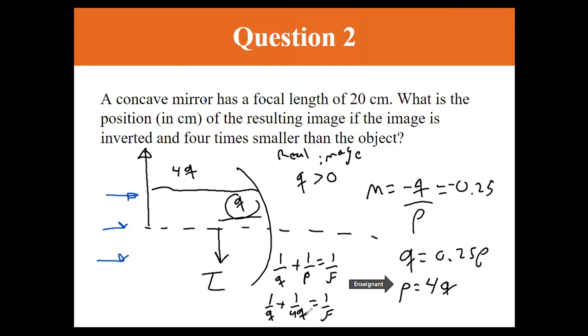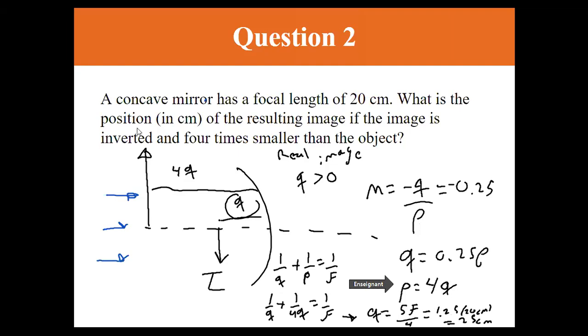Then with some algebra, we can solve for q, and you can show that q is equal to 5f over 4. We know the focal length is 20 centimeters, so we get 25 centimeters. So the image is 25 centimeters away from the mirror, and the object would be a meter away.